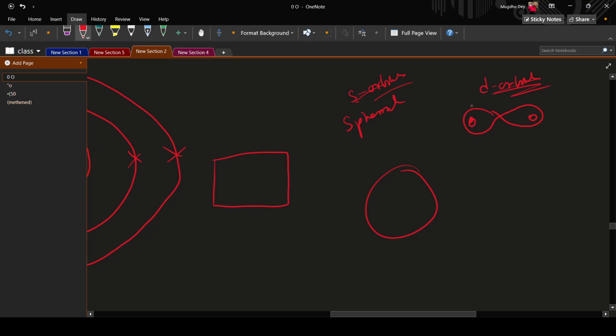Now, these electrons tend to spin. These electrons tend to spin in their position. One tends to spin in the opposite direction. For example, let's say anti-clockwise, and the other tends to spin in the clockwise direction.